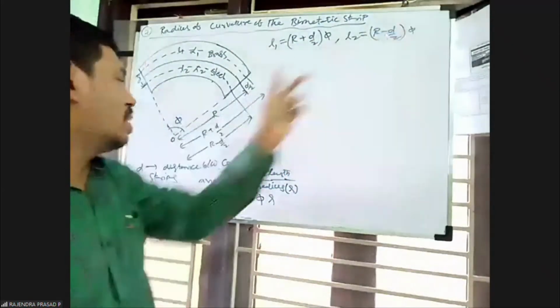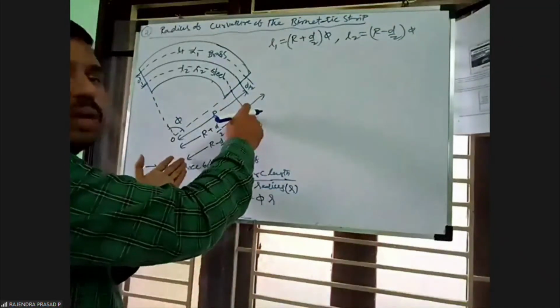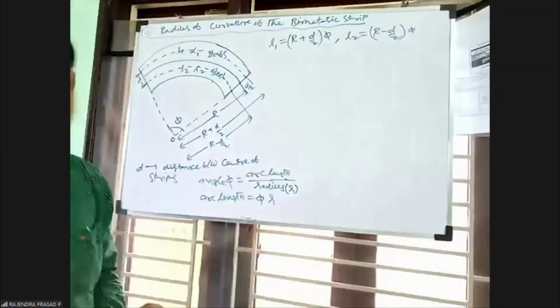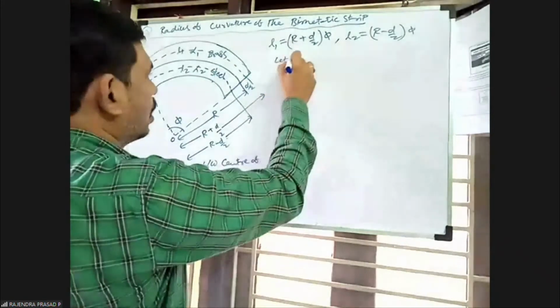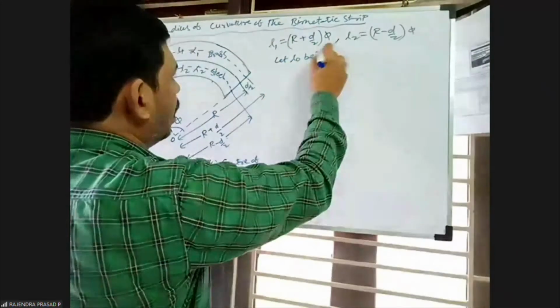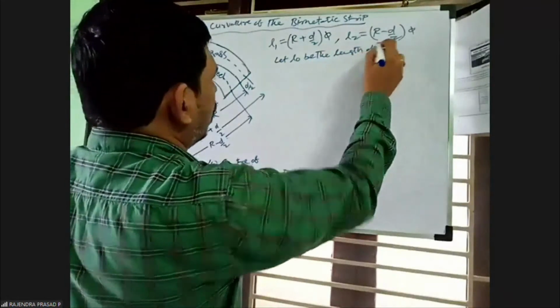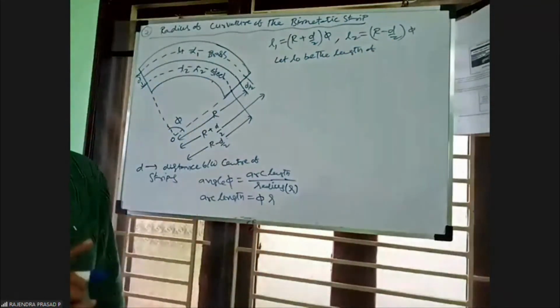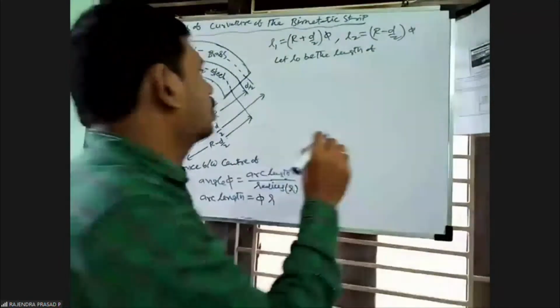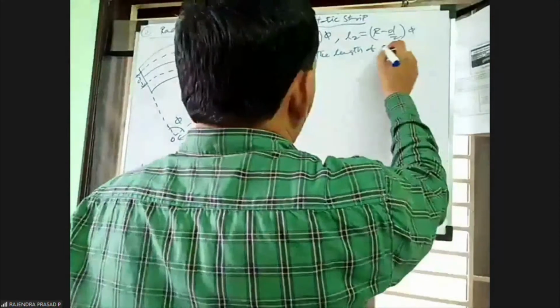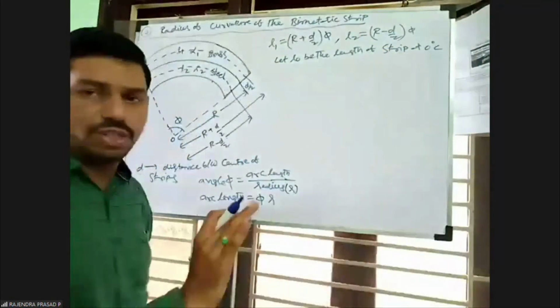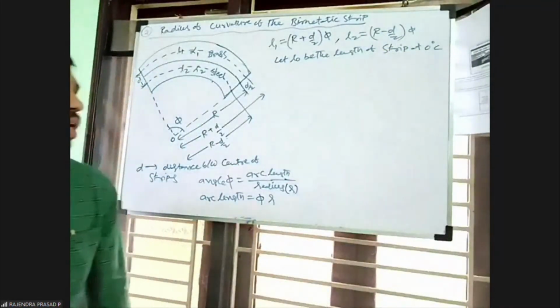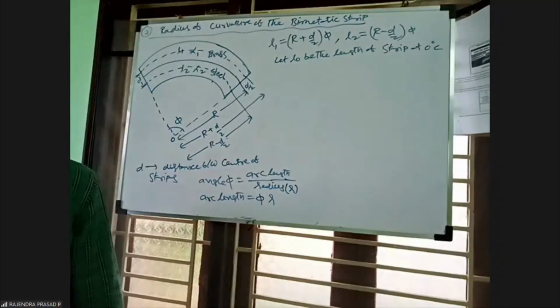L2 is equal to (R minus d by 2) into pi. So this is L1 and L2. Let L0 be the length of the strip at 0 degrees, for example, the initial length at 0 degrees.